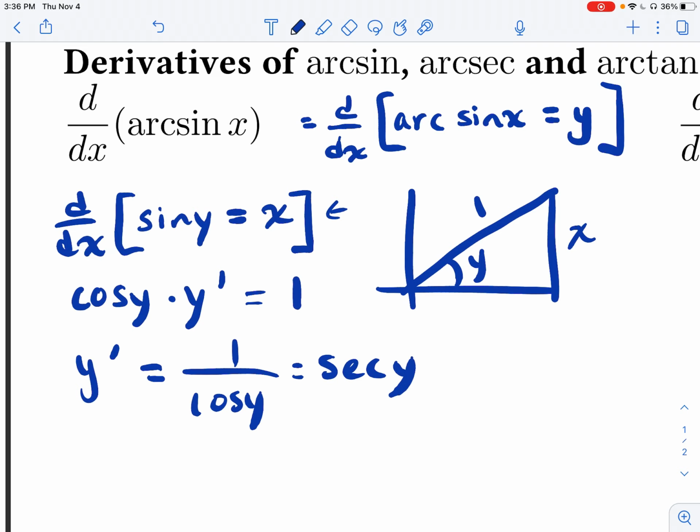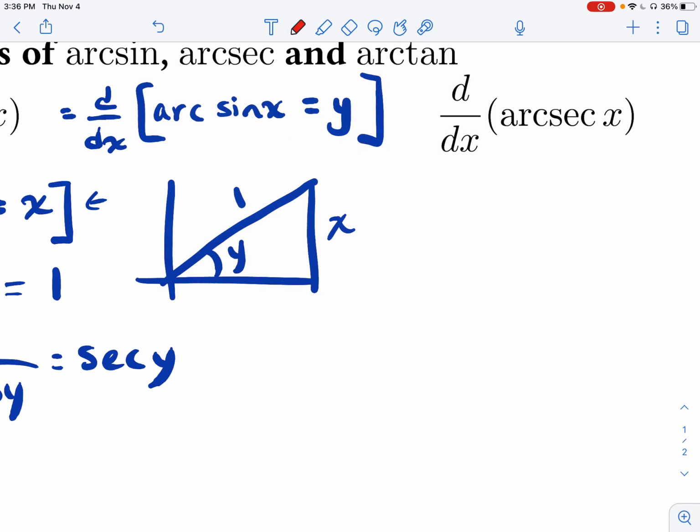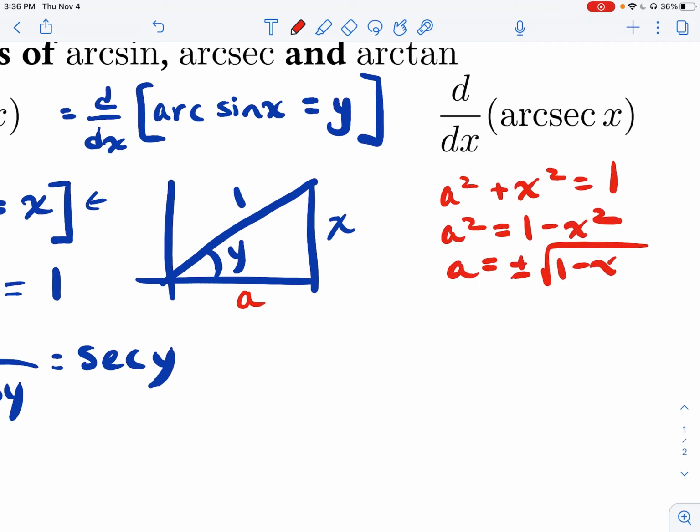Using the Pythagorean theorem, let me do this on the side in a separate color. If the missing side is a, then a squared plus x squared is equal to 1. A squared is equal to 1 minus x squared. So a is equal to plus or minus root 1 minus x squared. Since we're in quadrant 1, we don't have to worry about a negative radical. So we can just say a is equal to root 1 minus x squared. I'm going to replace this a with root 1 minus x squared.